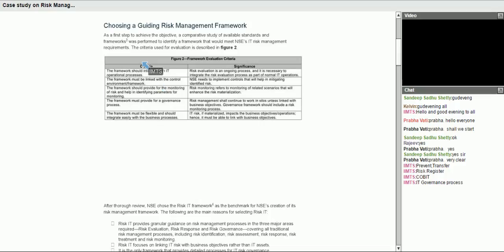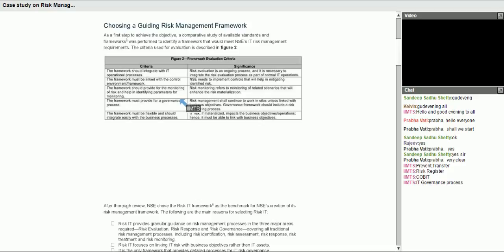Framework evaluation criteria. The framework should integrate with IT operational processes. So risk evaluation is an ongoing process, and it is necessary to integrate the risk evaluation process as part of normal IT operations. Second, the framework must be linked with the control environment framework. NSE needs to implement controls that will help in mitigating identified risks. Third, the framework should provide for the monitoring of risk and help in identifying parameters for monitoring. Risk monitoring refers to monitoring of related scenarios that will enhance the risk materialization.